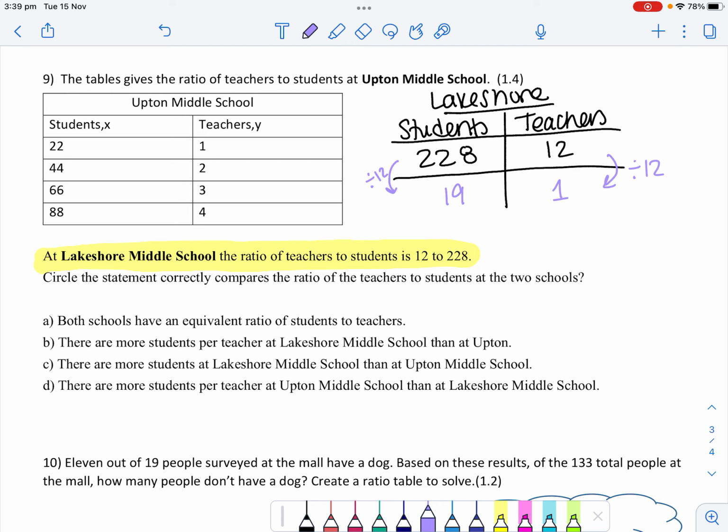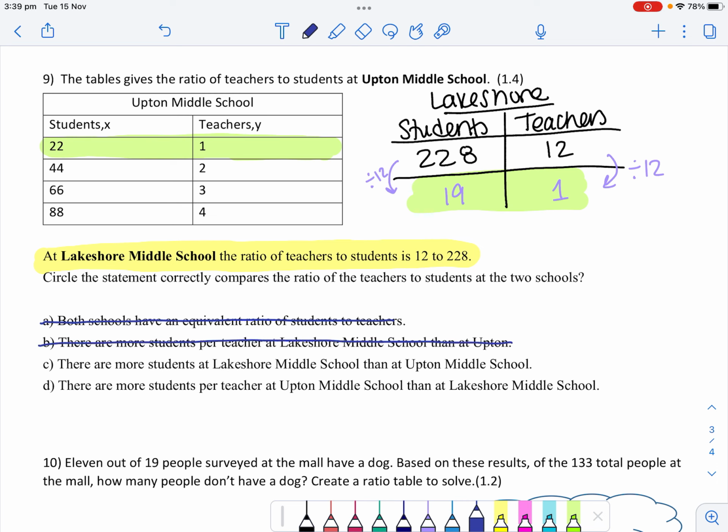And then now I can compare these. So if I look here, I've got 22 to 1. And here I've got 19 to 1. So at Upton, there's 22 students for 1 teacher. At Lakeshore, there's 19 students for 1 teacher. So they do not have an equivalent ratio. 22 and 19 are not the same number. It says there are more students per teacher at Lakeshore than at Upton. That's not true because Lakeshore is 19 students to 1 teacher. Upton is 22 students to 1 teacher.